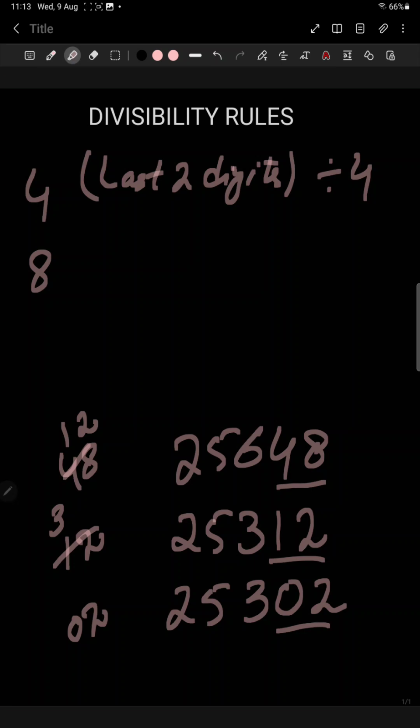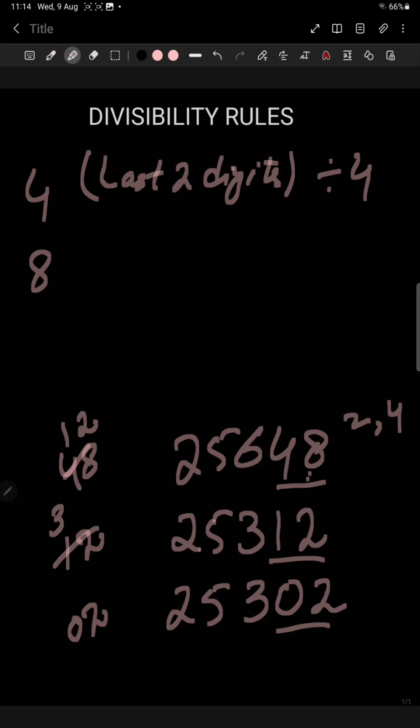Now the divisibility rule of 8, it is very easy. If the number is divisible by 2 as well as by 4, by both the numbers, the whole number will be divisible by 8 as well. For instance, the first number, the last digit is 8, it is divisible by 2, the last two digits are 48, it is divisible by 4 as well. So it must be divisible by 8 as well.